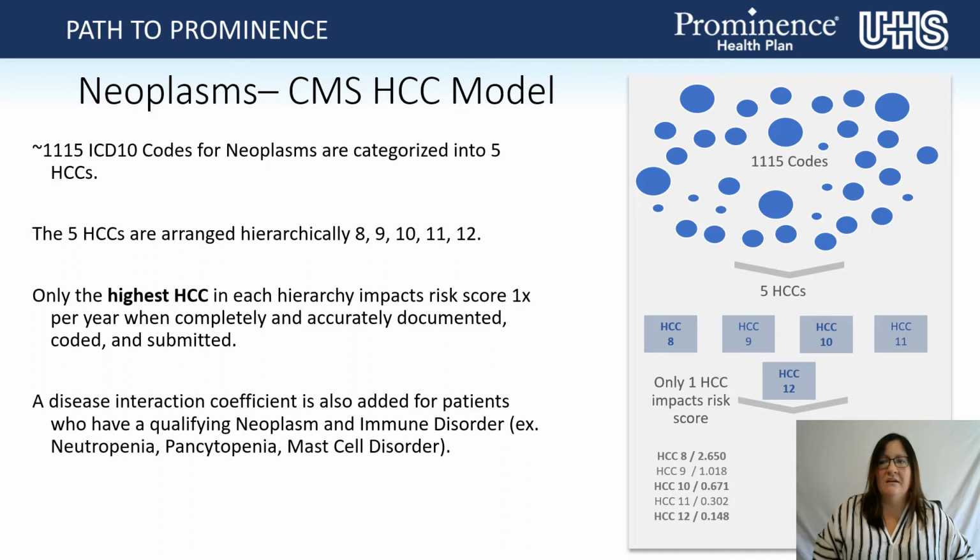Here you see on the right, there's about 1,000 plus diagnosis codes that go into 5 HCCs. Only one HCC impacts the risk score. We have HCC 8, which brings the risk score of 2.650, HCC 9, which brings a risk score of 1.018, HCC 10, which brings a risk score of 0.671, HCC 11, which brings a risk score of 0.302, and HCC 12, which brings a risk score of 0.148. Today we'll mainly focus on HCC 12, 10, and 8.